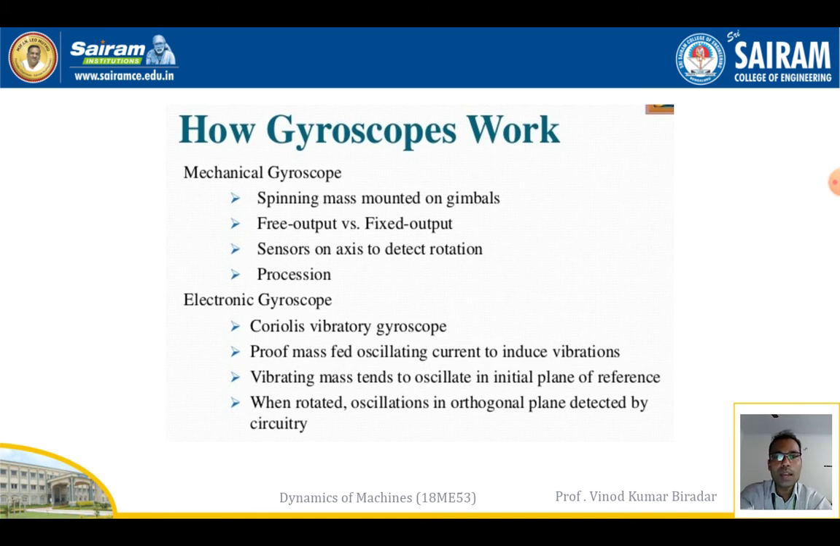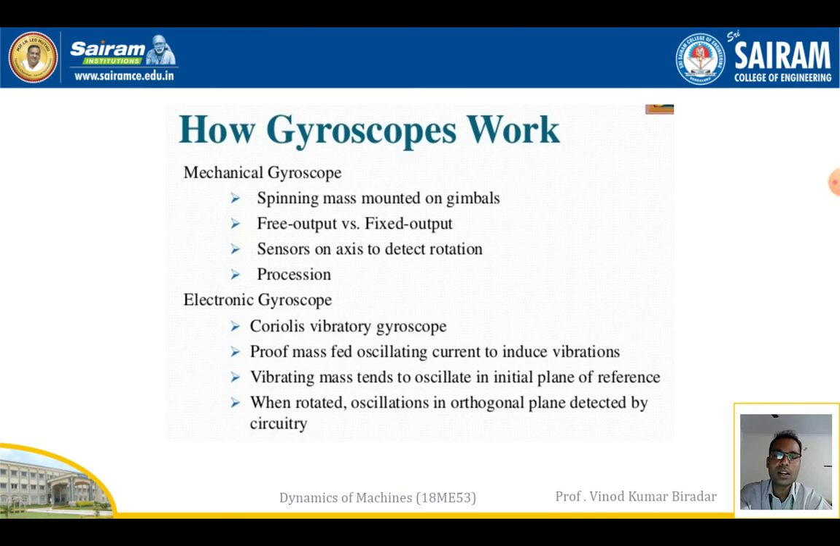How does a gyroscope work? There are two types: the mechanical gyroscope and the electronic gyroscope. In the mechanical gyroscope, you take a spinning mass mounted on gimbals, as already shown in the diagram. There is also free output versus fixed output. We use sensors on the axis to detect the rotation, that is the direction and precision.